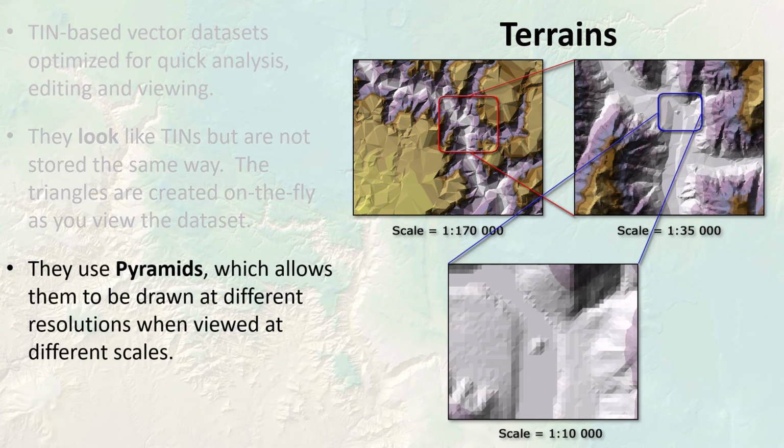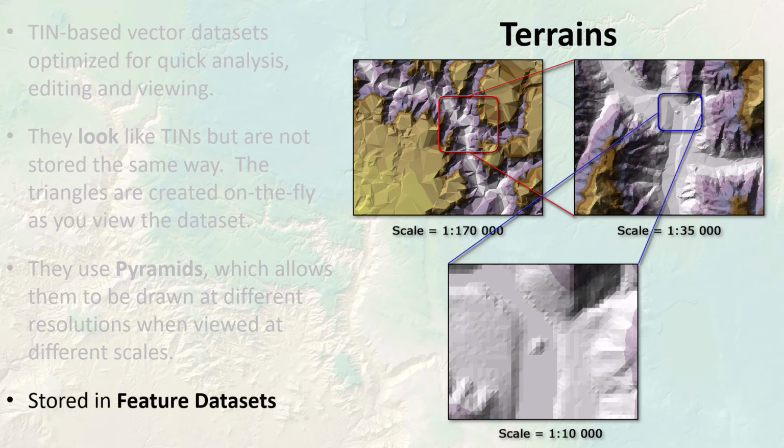So terrains take advantage of pyramids, and we're going to discuss pyramids again in a second. But this allows them to be drawn at a coarser resolution when you're viewed at smaller scales. So terrains can also incorporate information from points, lines, and polygons. But notice that we're looking at this in 3 different scales, where when we're at 1 to 170,000, it looks one way. As you zoom in, it redraws itself at a higher resolution, and you keep zooming in until it draws itself at the maximum resolution. And terrains are stored in featured data sets, so you can't store a terrain next to a shapefile, for example. It has to be saved in a featured data set, and that has to be stored in a geodatabase.